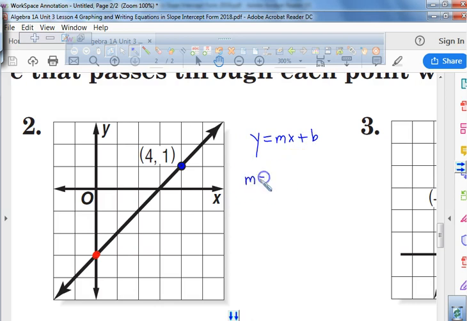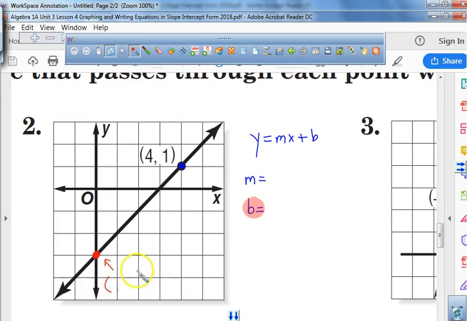So we've got to find our m value, and we've got to find our b value. Okay? The b value is that red point right here. All right. So what's the ordered pair for that point right there? According to what do you think? We're at 0, and where are we on the y-axis? Negative 3 is right, good job. So for your b value, put negative 3.